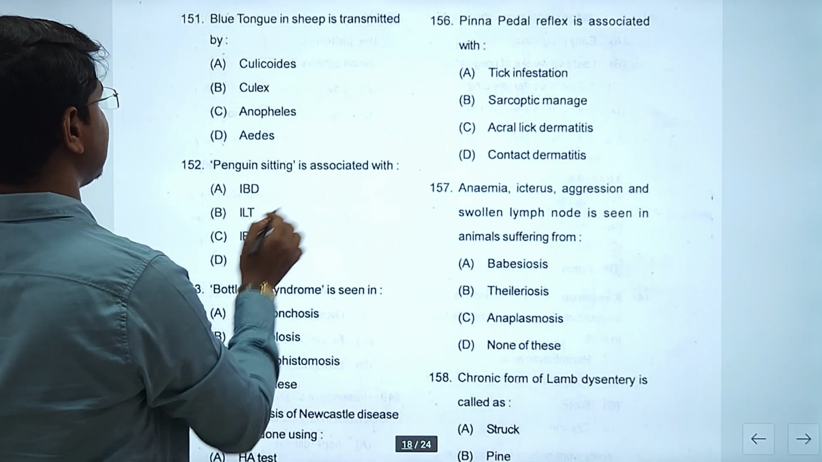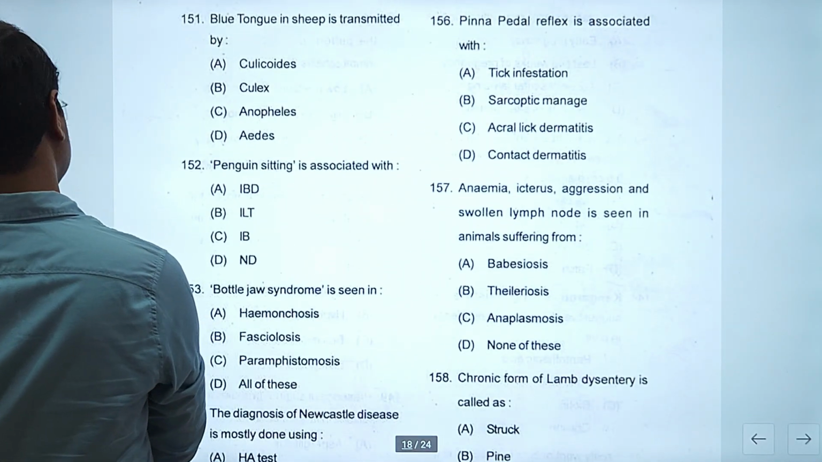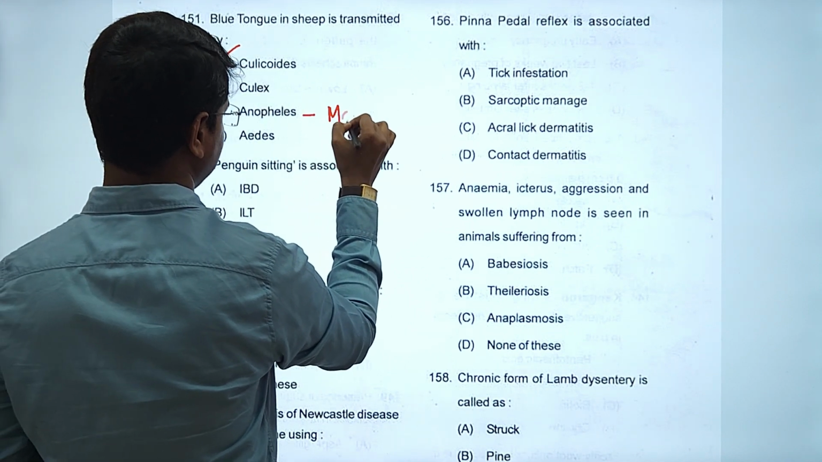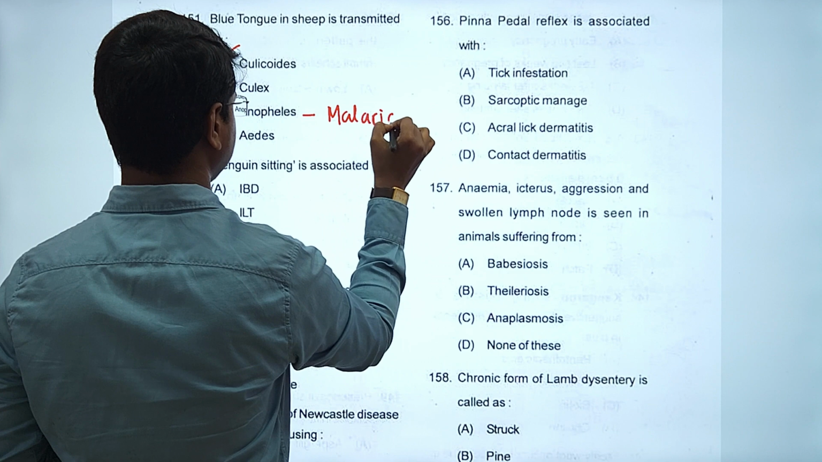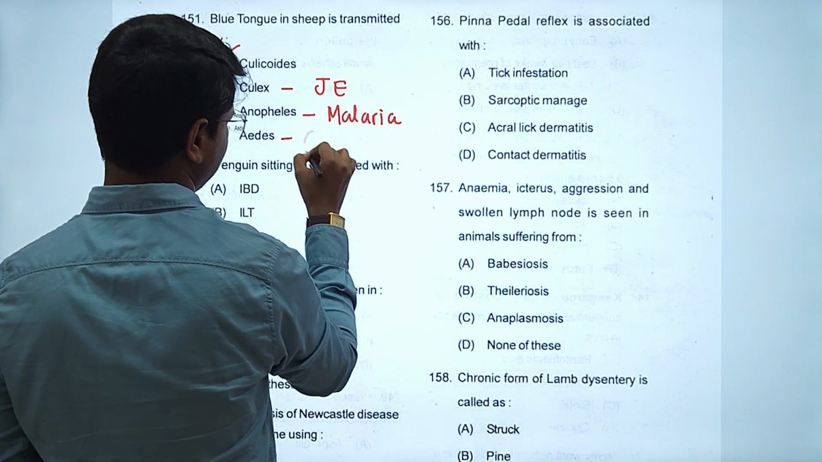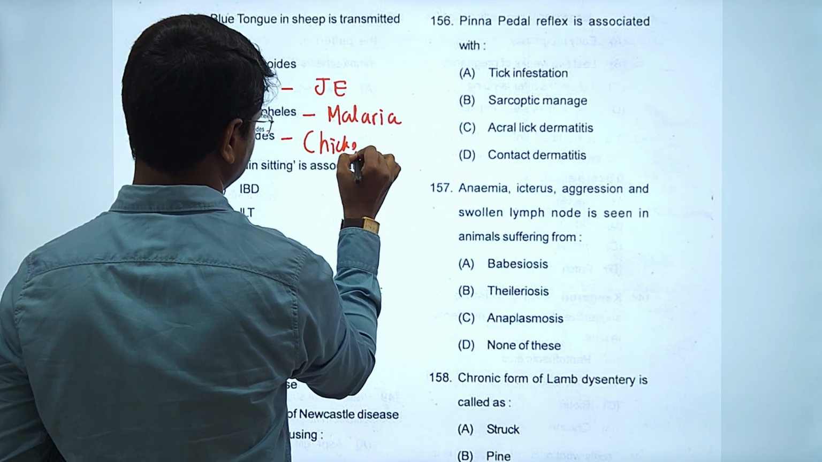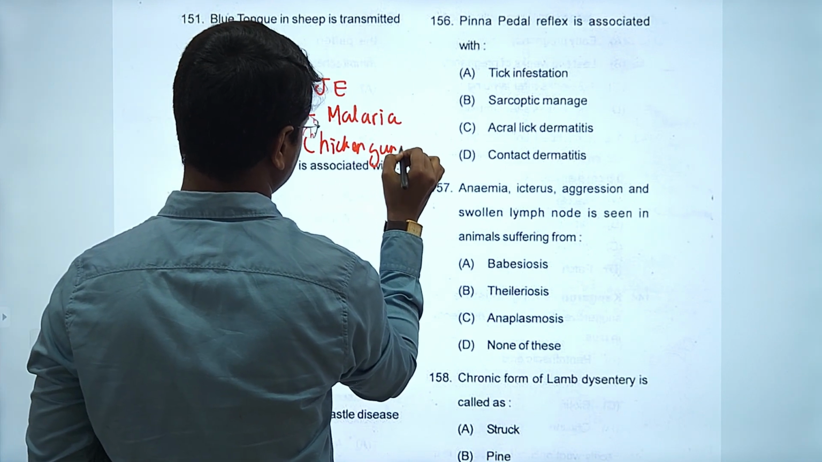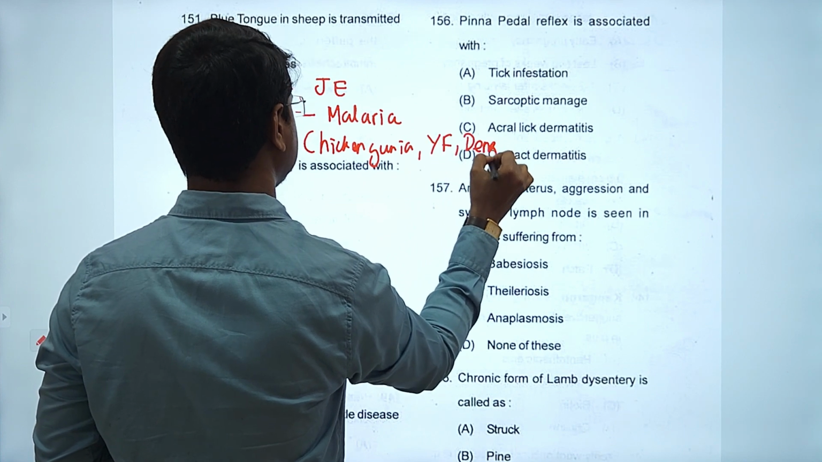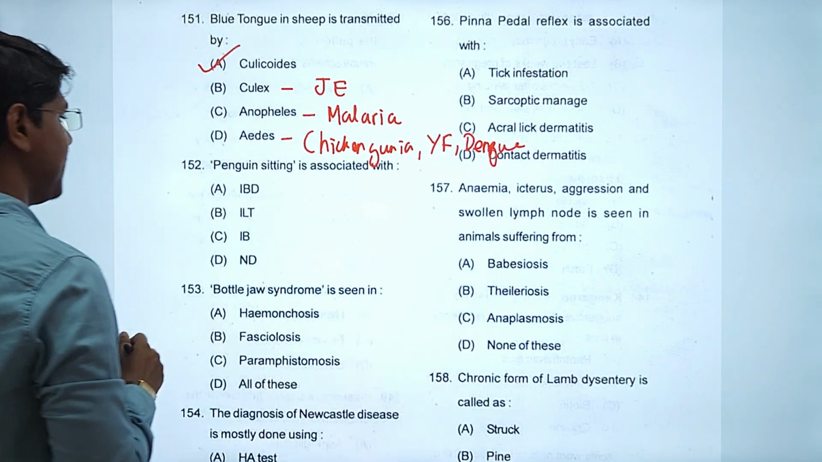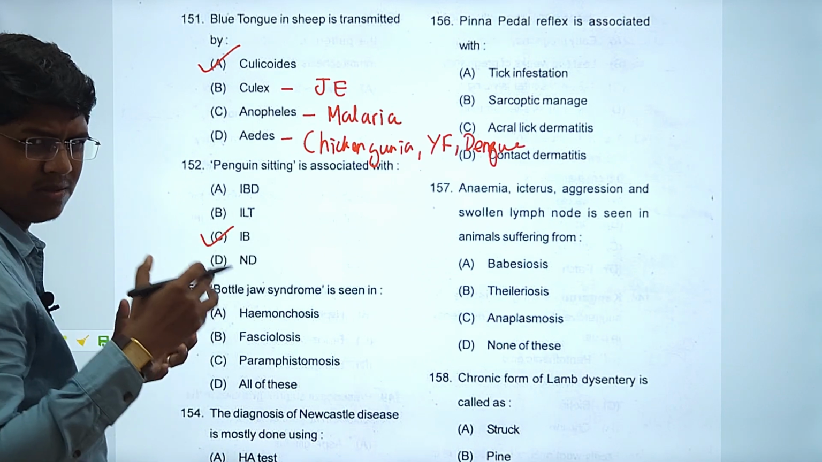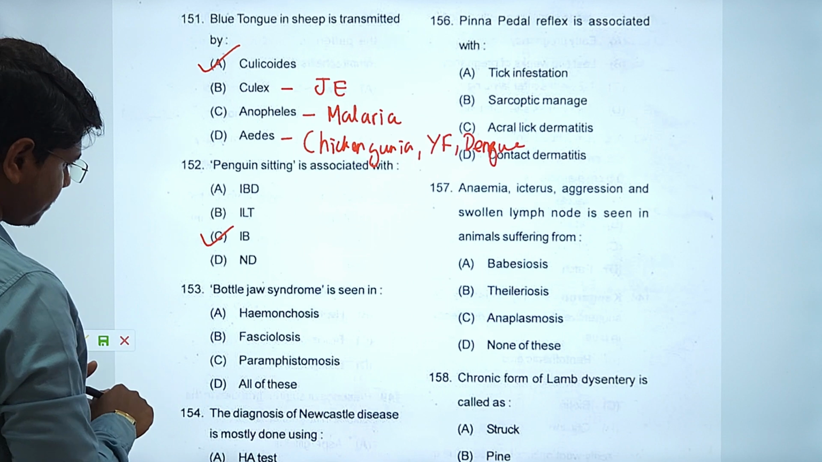Blue tongue in sheep is transmitted by Culicoides. Anopheles transmits the malaria organism. Culex transmits Japanese encephalitis. Aedes transmits many diseases like chikungunya, yellow fever, dengue. Penguin sitting in birds is associated with infectious bronchitis because of the swollen abdomen.